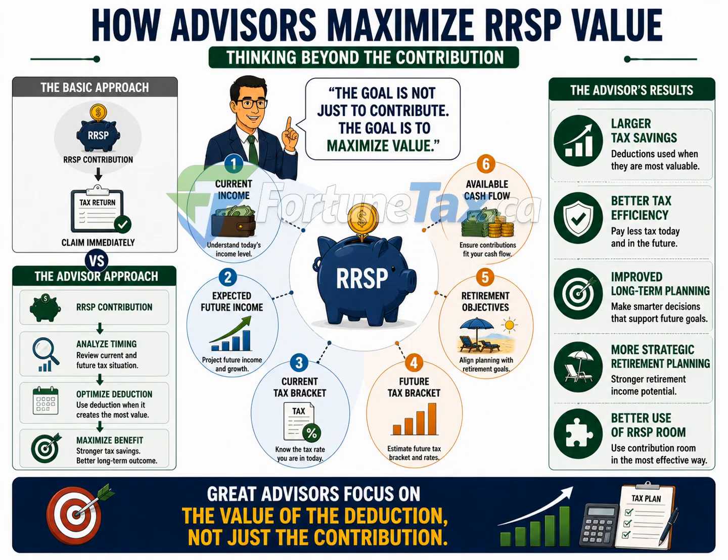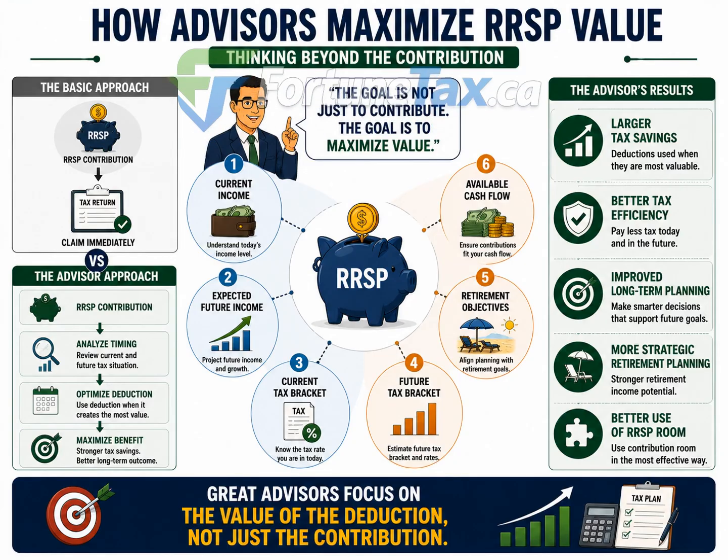Now let's compare the two approaches shown on the left side of the slide. The basic approach is straightforward. Make an RRSP contribution and claim it immediately. While there is nothing wrong with this approach, it often overlooks important planning opportunities. The advisor approach is different. The advisor contributes, then analyzes timing, then evaluates current and future circumstances, then optimizes the deduction, and finally maximizes the overall benefit. This process transforms RRSP planning from a simple transaction into a strategic decision.